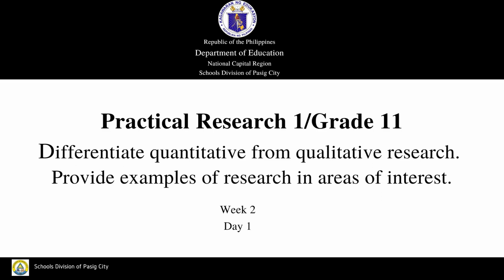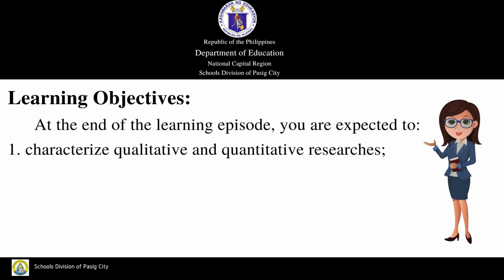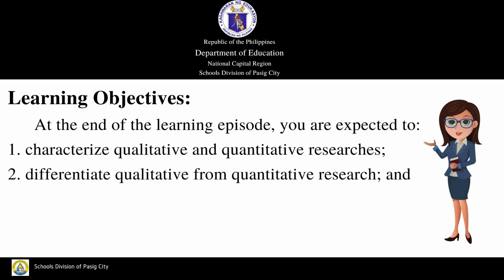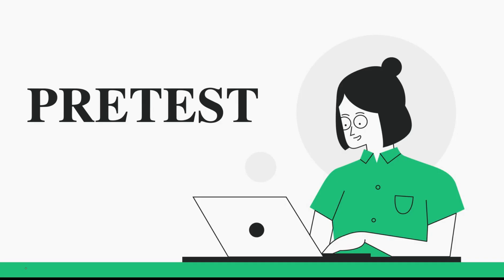Welcome to another School at Home class in Practical Research 1. This is the fourth module in the first quarter. At the end of this learning episode, you are expected to characterize qualitative and quantitative researches, differentiate qualitative from quantitative research, and examine sample researches in areas of interest. Are you now ready for today's class? Let's begin with the pre-test.